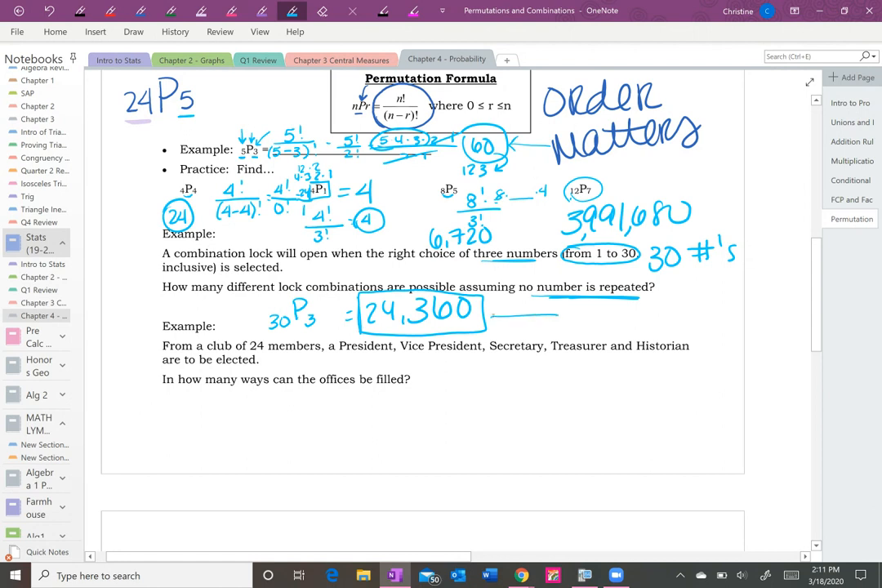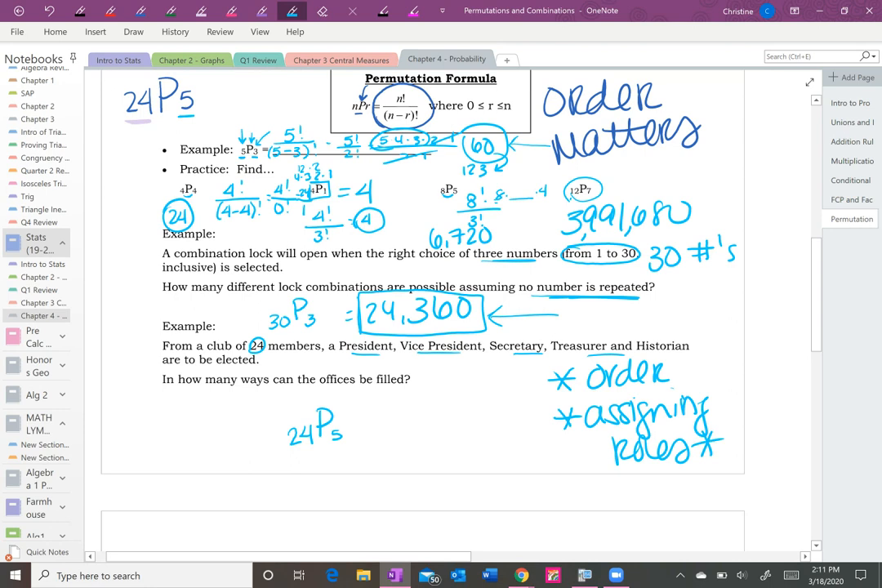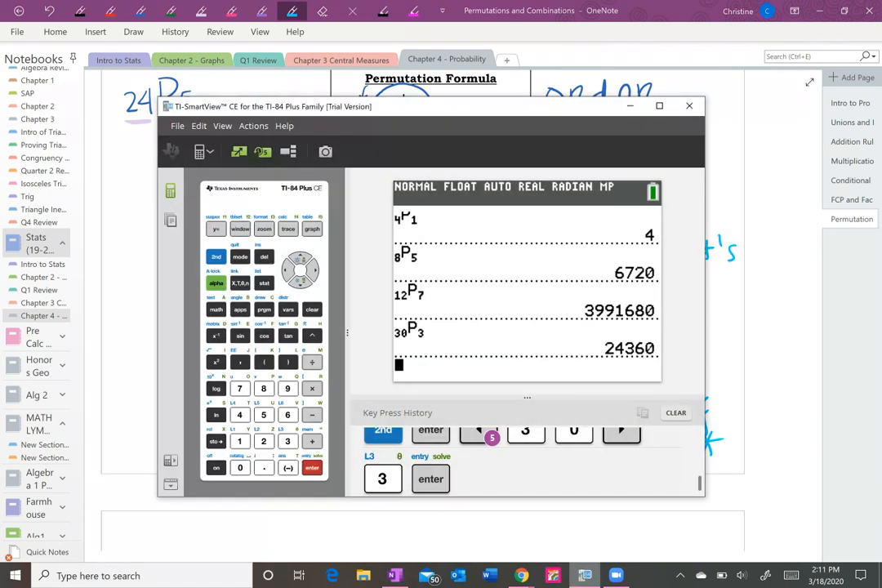different combinations. From a club of 24 members, so 24 is what you have to select from. You're going to choose 1, 2, 3, 4, 5. So this would be if you took a survey and you were trying to see how many votes each person got. That's why the order matters. So it's based on the order, or if you are assigning roles, which in this case you are. So again, 24 nPr 5.